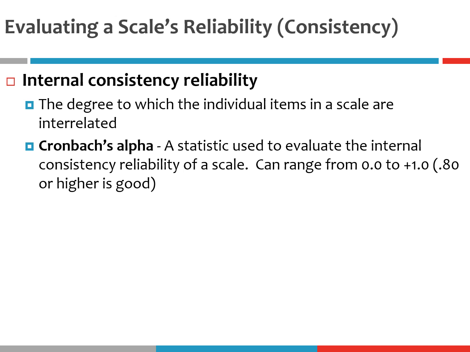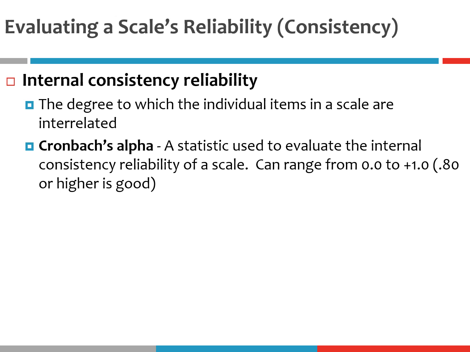More technically, it's the average of all possible split half correlations. So if you were to divide the survey or the scale in half, every possible way you could divide the scale in half, and then you were to average out all those split half correlations, correlate the first half of the scale to the second half of the scale, correlate the odd numbers to the even numbers of items on the scale, if you were to divide up your scale in half every possible way and then correlate that, and then you took the average of all the correlations, that would give you Cronbach's alpha.